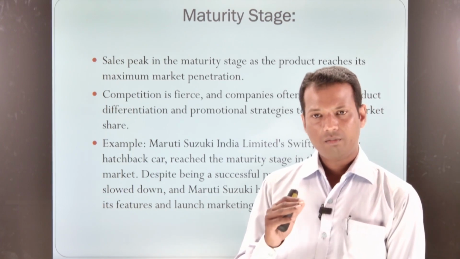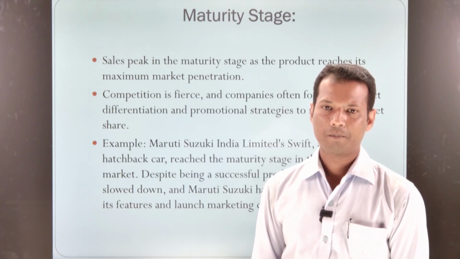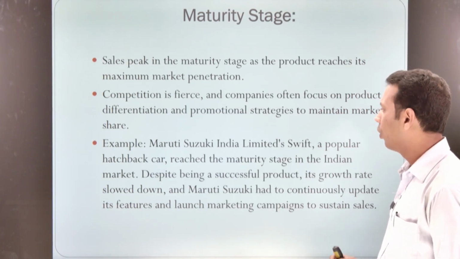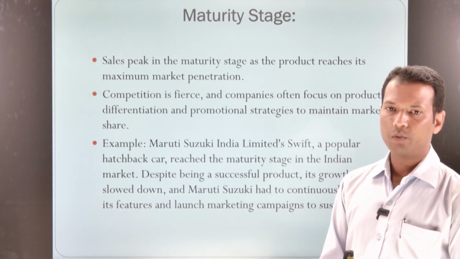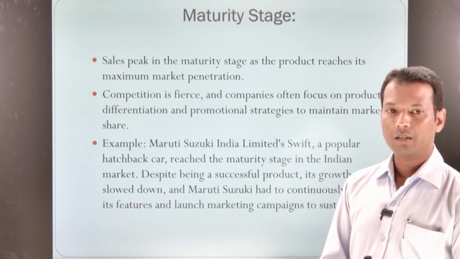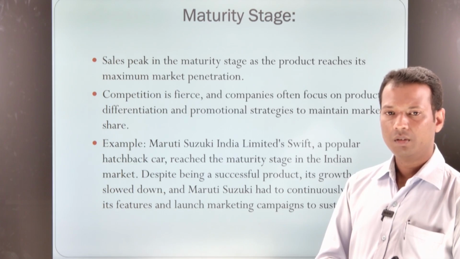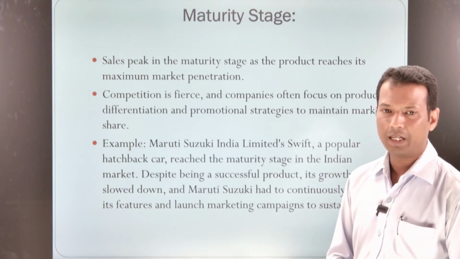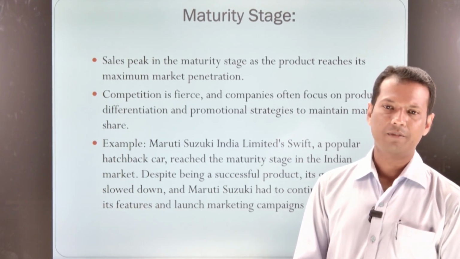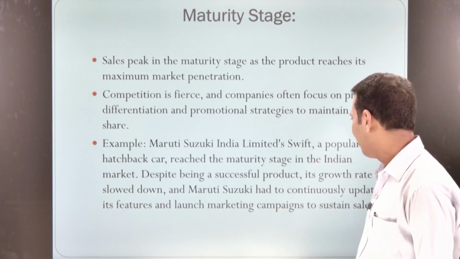Okay. So recently it has reached the maturity stage in the market. But despite being a successful product, its growth rate slowed down. Though the Maruti Swift is a successful product in the market, in spite of that, it has slowed down. And what did Maruti or Suzuki have to do? Right now, I believe Maruti has been separated out from Suzuki, and Suzuki is building out their own cars, I believe. Anyways, they have to continuously upgrade its features and launch marketing campaigns to sustain sales.